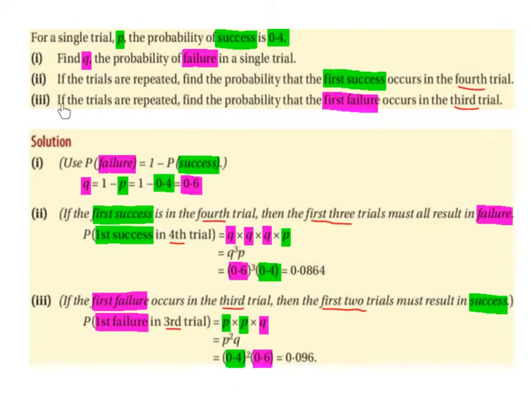Part 3. If the trials are repeated, find the probability that the first failure occurs in the third trial. If the first failure occurs in the third trial, then the first 2 trials must result in success. So the probability of the first failure in the third trial is going to be success and success and failure, which is p times p times q, which is p squared times q, which is 0.4 squared times 0.6, which is 0.096.